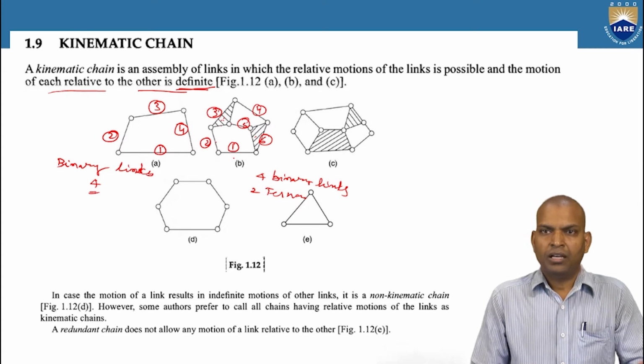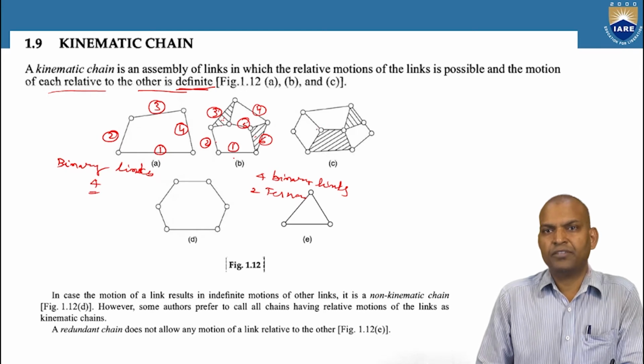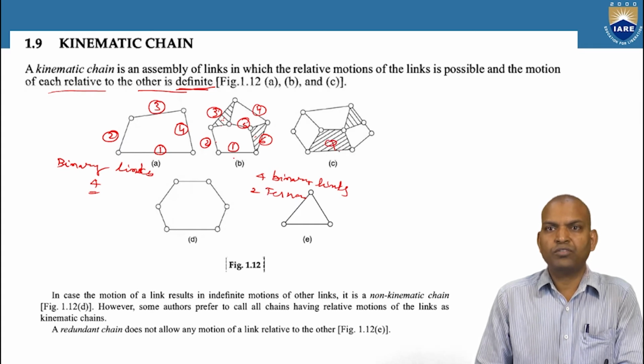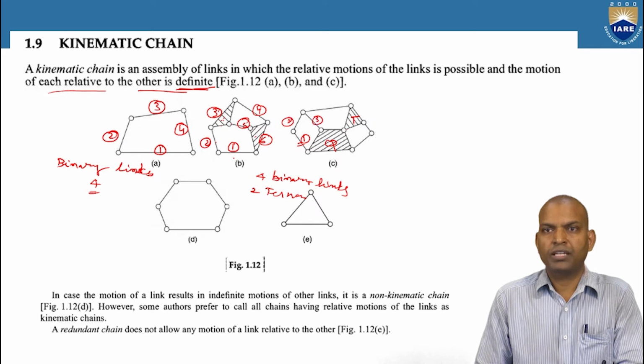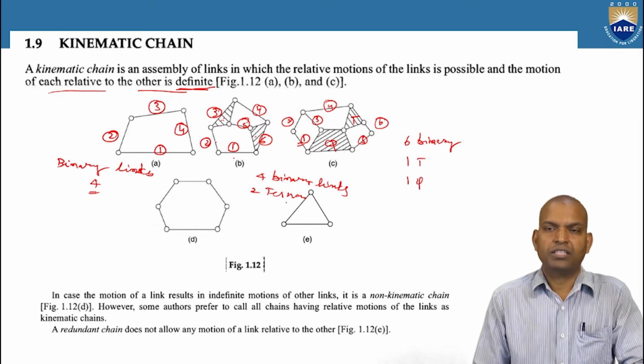Now next, if you observe figure C, how many binary links are there, how many ternary links, and how many quaternary links? There is only one quaternary link and only one ternary link. These are all binary links: 1, 2, 3, 4, 5, 6. There are 6 binary links, 1 ternary, 1 quaternary.